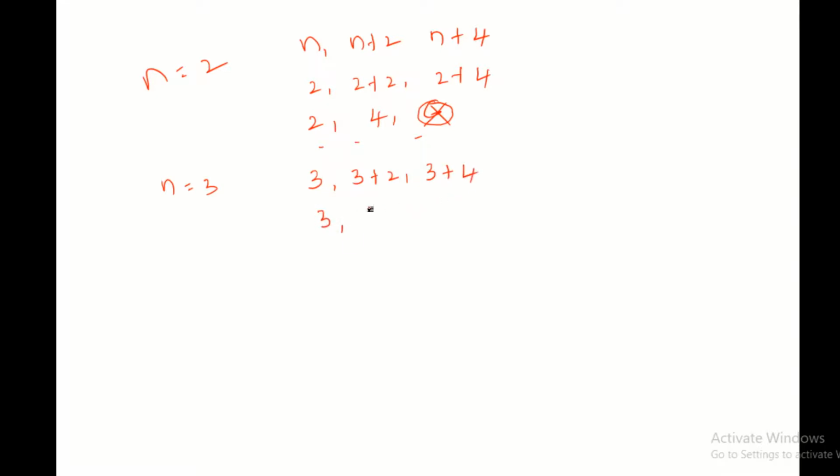So the numbers are 3, 5 and 7. So clearly we can say that here only 3 is divisible. So let us consider one more example, n equal to 4. And this becomes 4, 4 plus 2 and 4 plus 4. So this is 4, 6 and 8. So clearly we can say that 6 is divisible by 3.